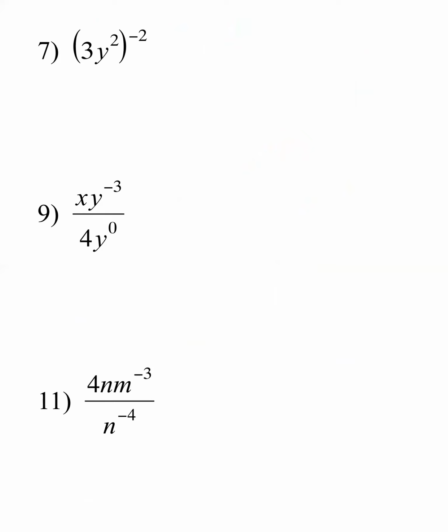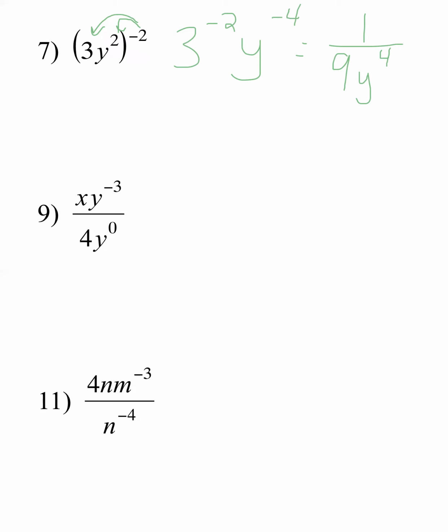Okay. So 7, I got to give everybody this -2 exponent. So that's going to be 3 to the -2, y to the -4th. They're both negative. They both go downstairs. So I'm just going to have a 1 left up top. 3 squared is just 9, y to the 4th. That's not so bad.